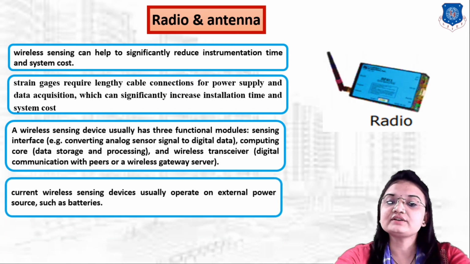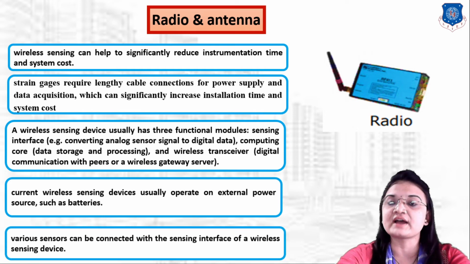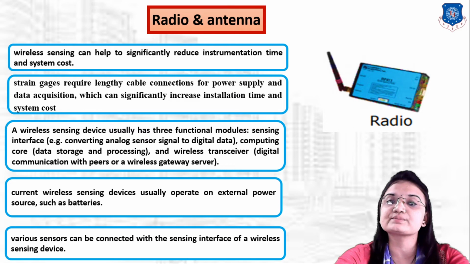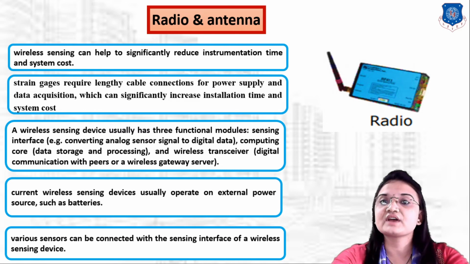Current wireless sensing devices usually operate on an external power source such as batteries. Wireless sensors can be connected with the sensing interface of the wireless sensing device. For wireless connection, we have to use batteries. So this is a basic measurement of the sensor with the help of wireless sensing or wireless connection.